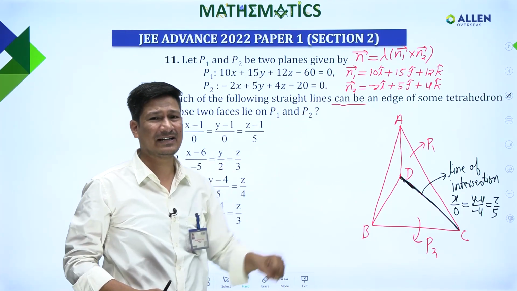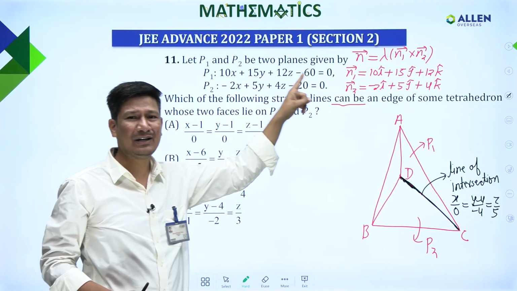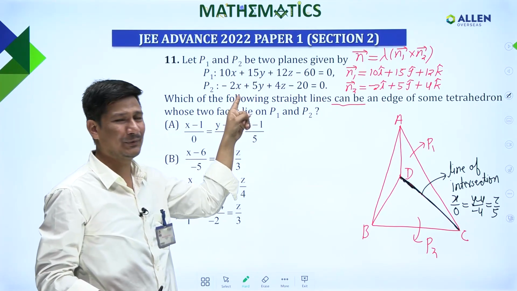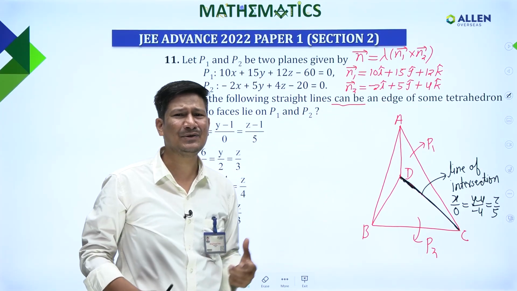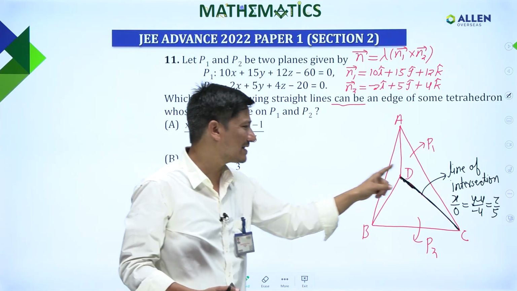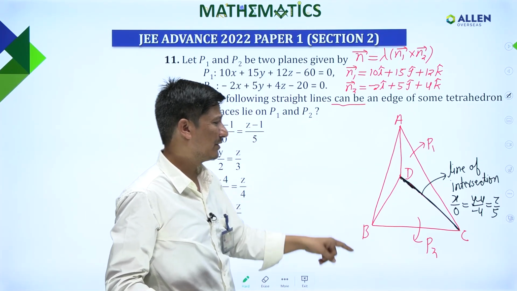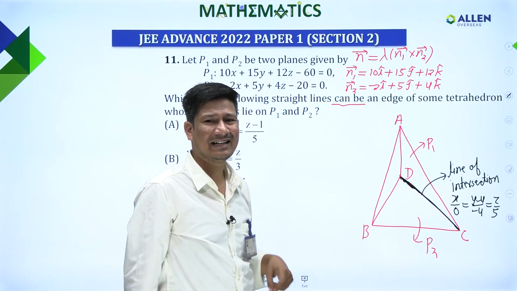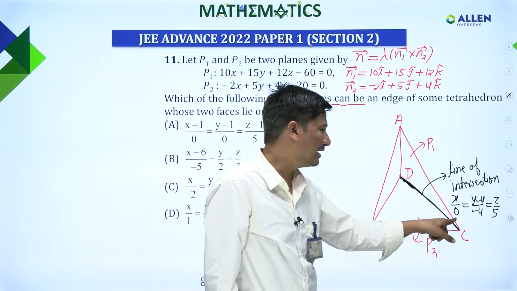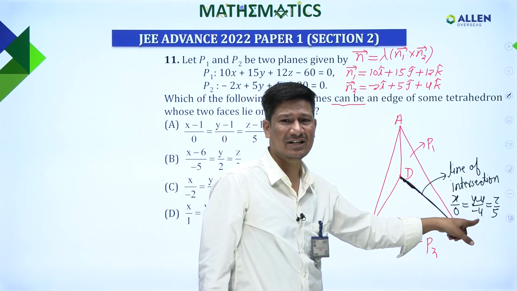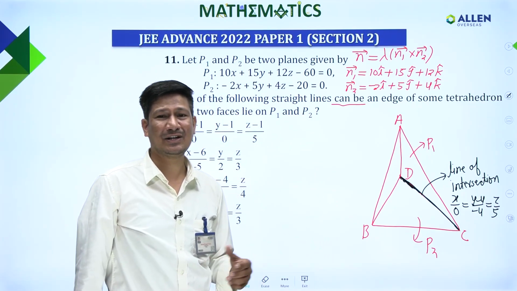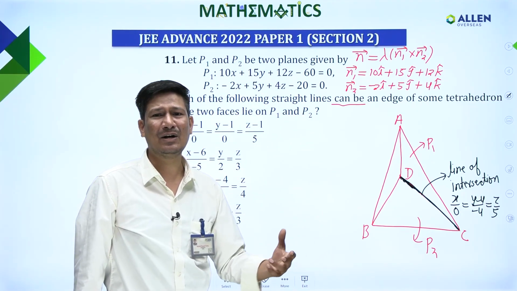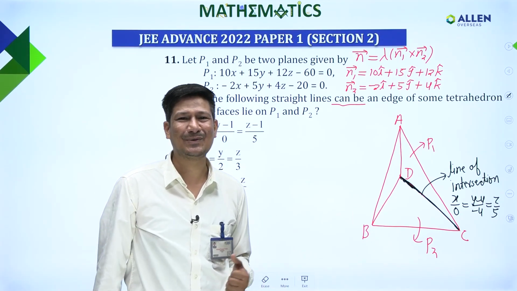Here n1 is the normal vector of the plane P1 and n2 is the normal vector of the plane P2. I think we can easily write down the n1 vector and n2 vector. After that, when you calculate the direction of this line of intersection, it comes out to be, as we have already calculated, 0, minus 4 and 5. That is the direction. For calculating the equation of a straight line, we require a point and the direction. How do you calculate the point? You already studied that also.